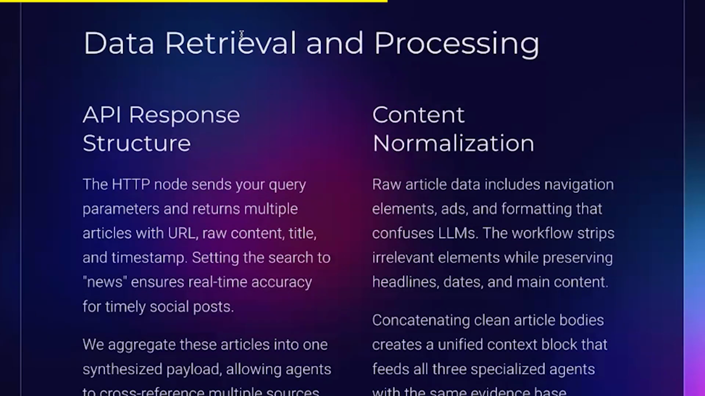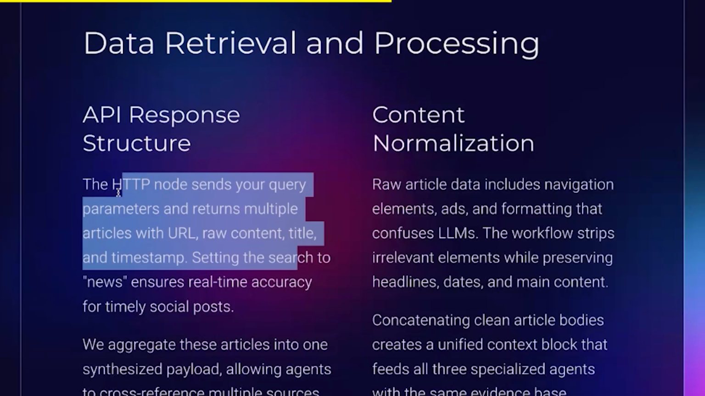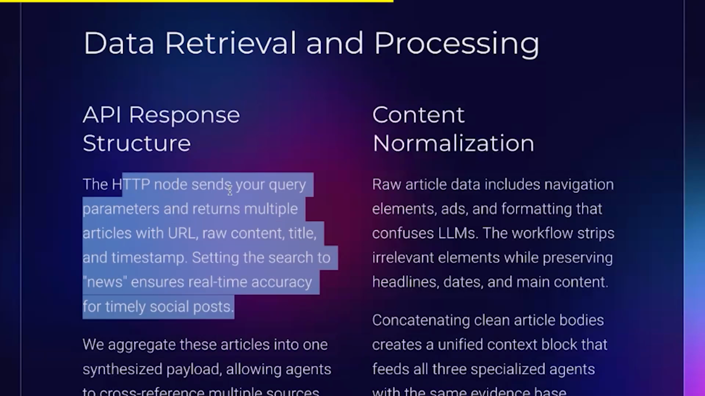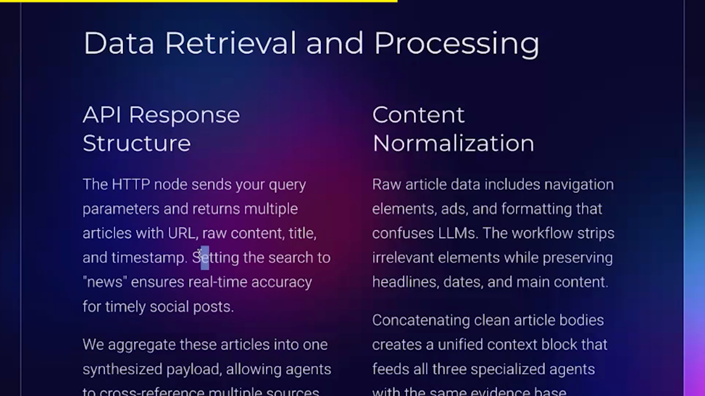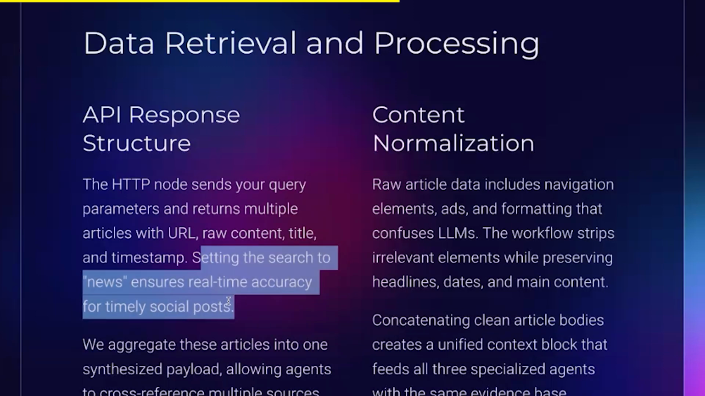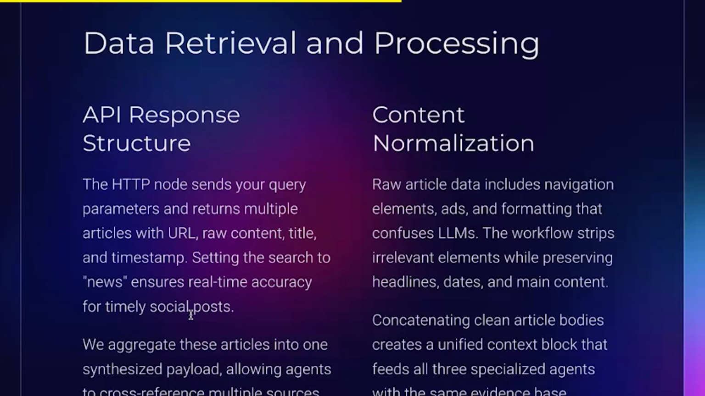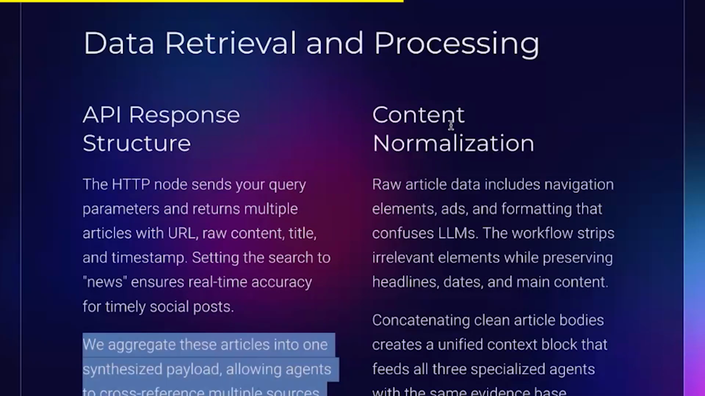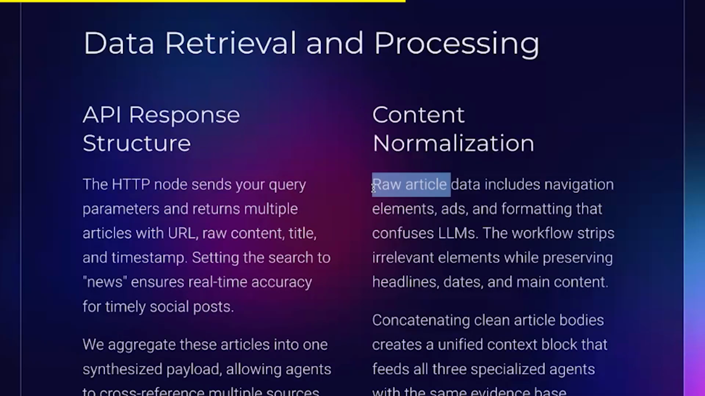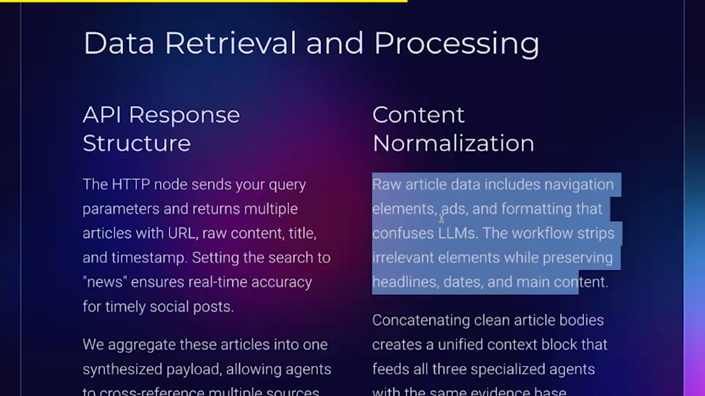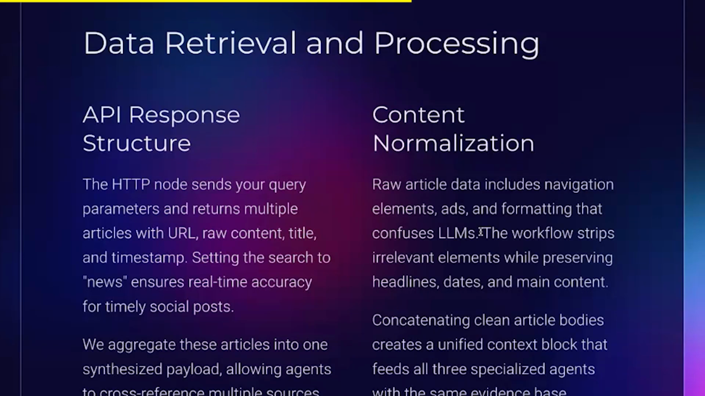So data retrieval and processing, the API response structure. The HTTP node sends your query parameters and returns multiple articles with URL, raw content, titles, and timestamps. Setting the search to news ensures real-time accuracy for timely social media posts. Right. Again, as well as that, there's content normalization. Raw article data includes navigation elements, ads, and formatting that confuse the LLM. So the workflow strips irrelevant elements while preserving headline data, dates, and main content.